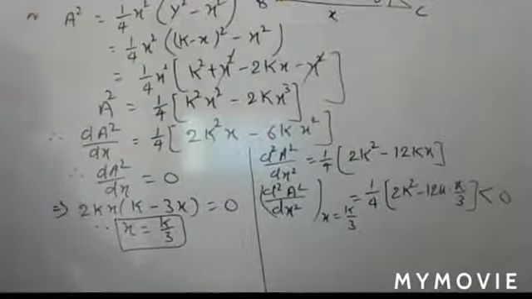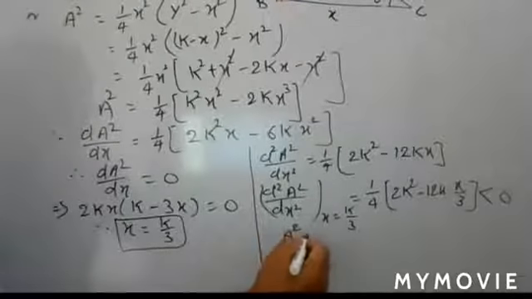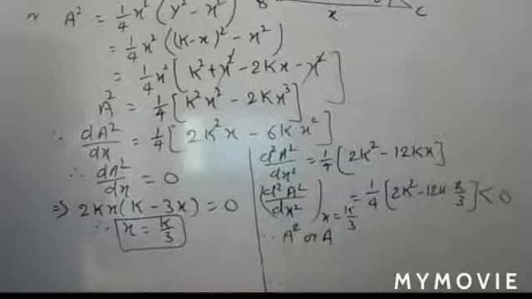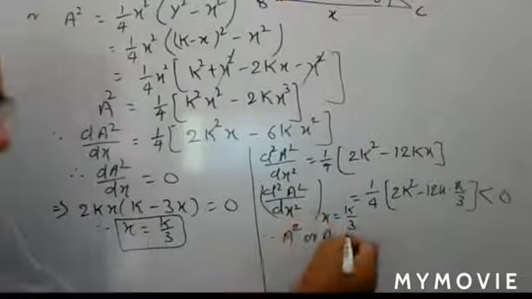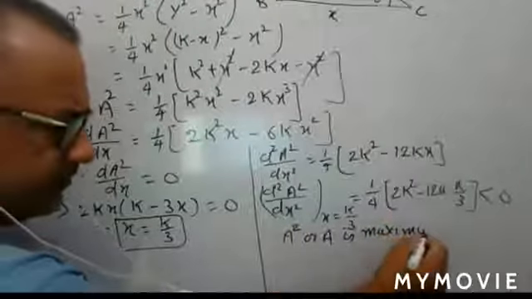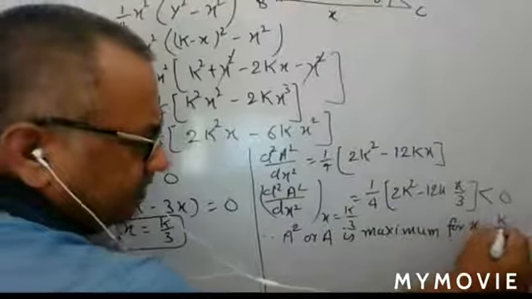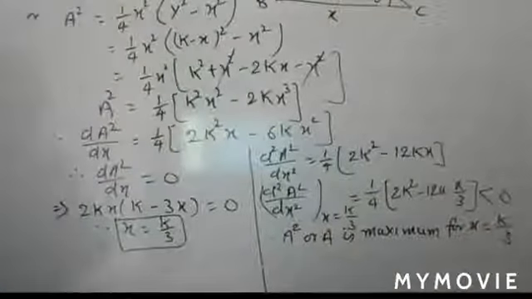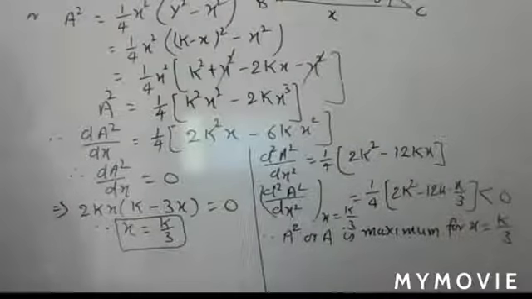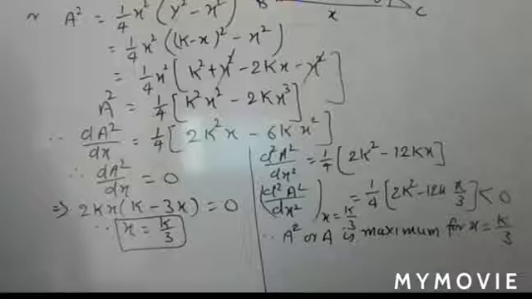Just check it. So in this case, A square, or A, is maximum for x is equal to k upon 3. So for x is equal to k upon 3, A is maximum. But here you have to find the value of theta for the maximum area of the triangle. So please note it up to that last step.